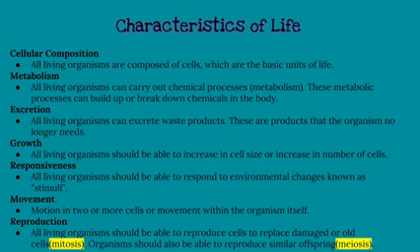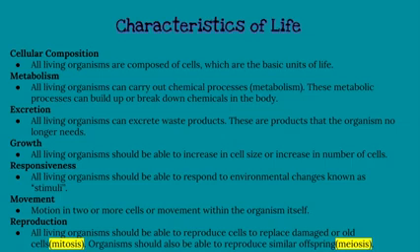There are 7 characteristics that an organism must have to be considered alive. And I'm sure you guys probably remember the characteristics of life from introductory biology. So all living things should be composed of one or more cells, which we know cells to be the basic units of life. All living organisms should be able to metabolize.